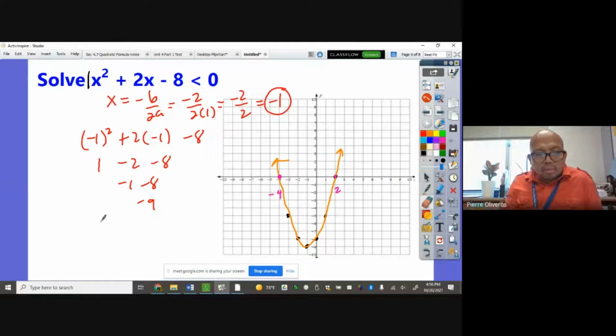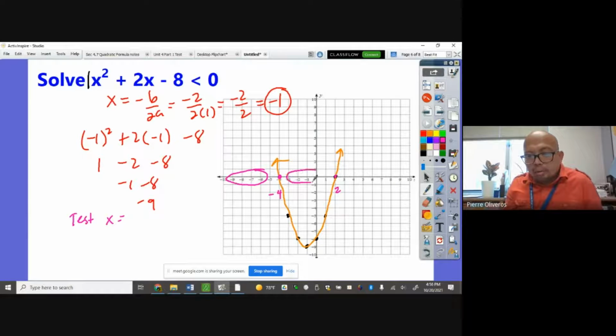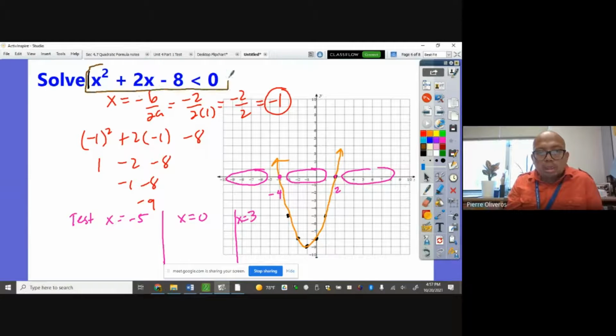What do you mean by testing? We're going to test if x is equal to, we're going to pick a number on the left side of negative 4, between negative 4 and 2, and on the right side of 2. So let me pick, let's say, negative 5. I'm going to pick in the middle, let's say 0 is the easiest one. And I'm going to pick here maybe 3. Okay, x equals 3. So it should give me a true statement right here in order for me to know if it's part of the solution.